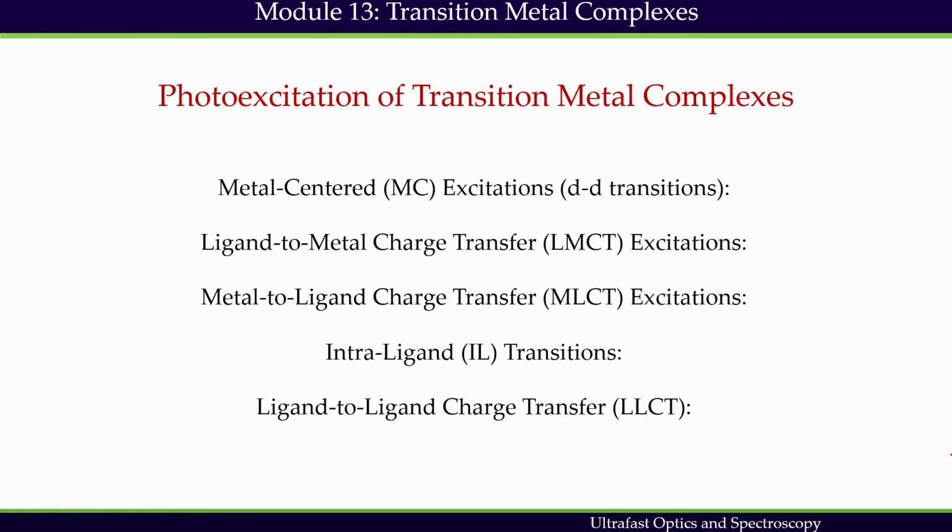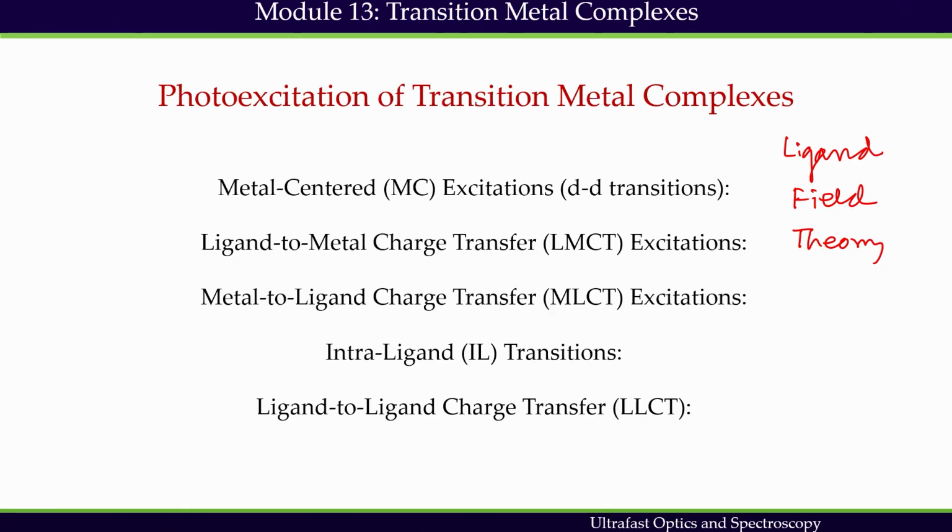The first interpretation of the UV visible absorption spectra of transition metal complexes came with the development of the well-known ligand field theory. This ligand field theory was developed to interpret the UV visible absorption spectrum of transition metal complexes. According to this theory, 5 different electronic transitions can be involved in transition metal complexes.